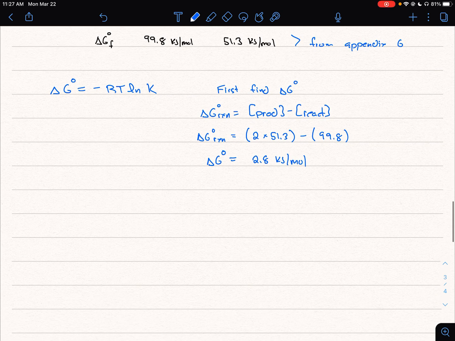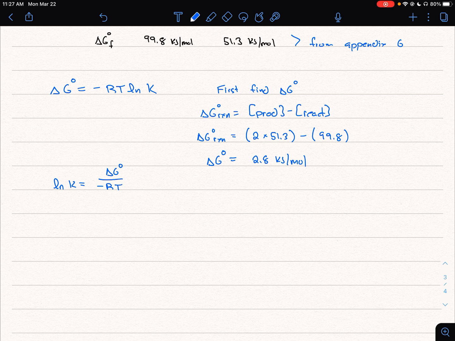So once we have delta G, we can now come into our delta G expression, right? And we're solving for K. So I'm going to rearrange this expression. I'm going to put it in terms of natural log of K. So natural log of K is going to be equal to delta G naught divided by negative RT.